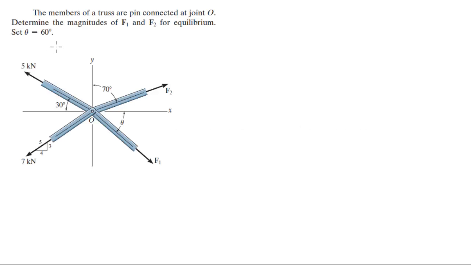Alright guys, now we're gonna do this problem that says the members of a truss are connected at pin O. Determine the magnitudes of F2 and F1 for equilibrium and set theta equal to 60 degrees. So this one is very easy.